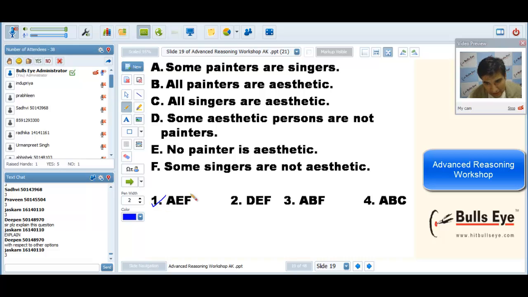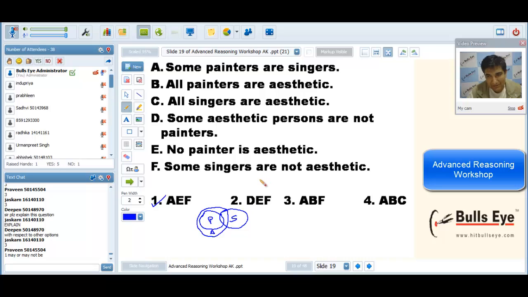I'll explain the third choice, people. Third is ABF. A is some painters are singers. Now, B. All painters are aesthetic. Now, F. Some singers are not aesthetic.